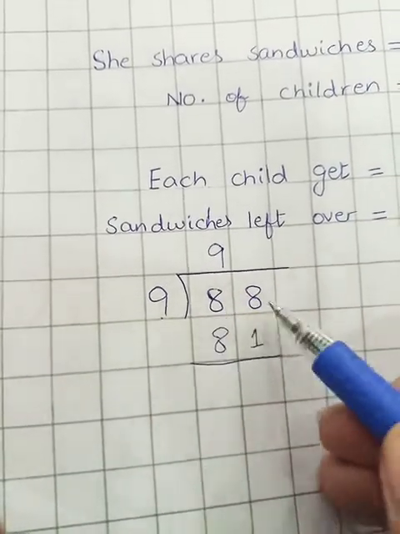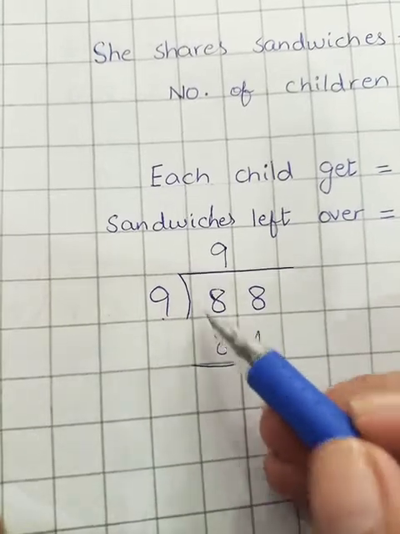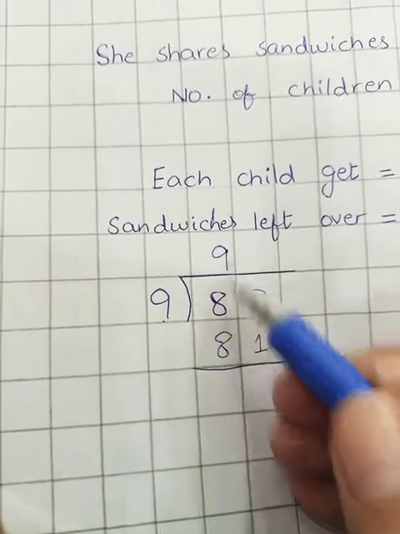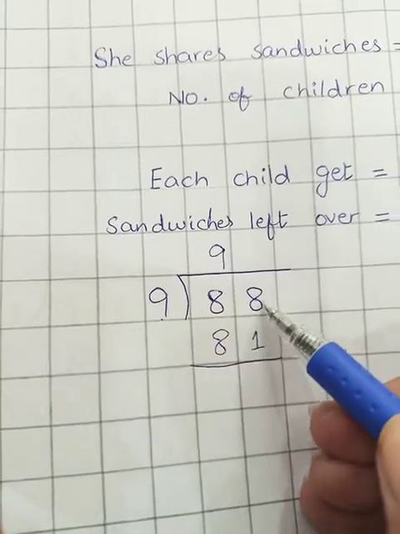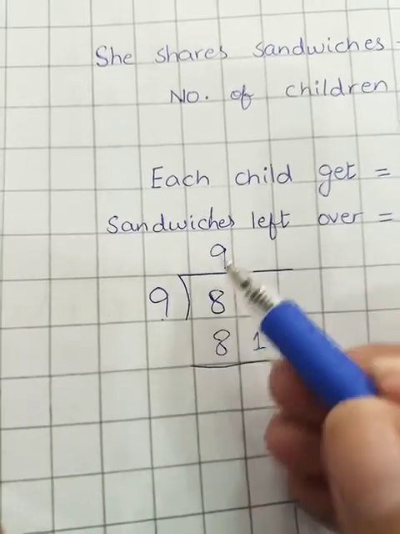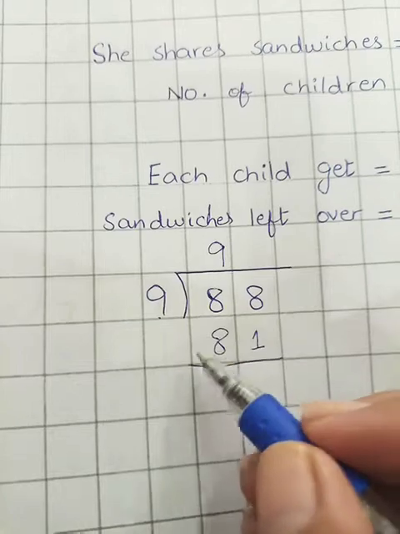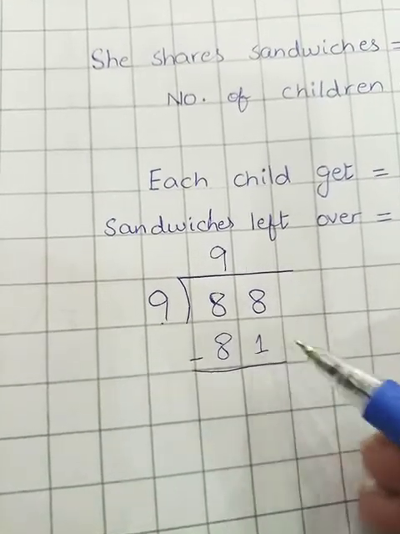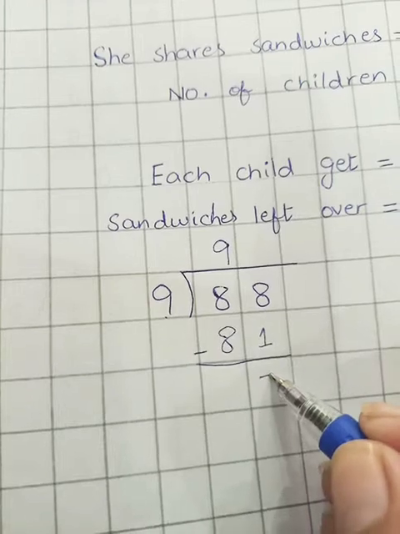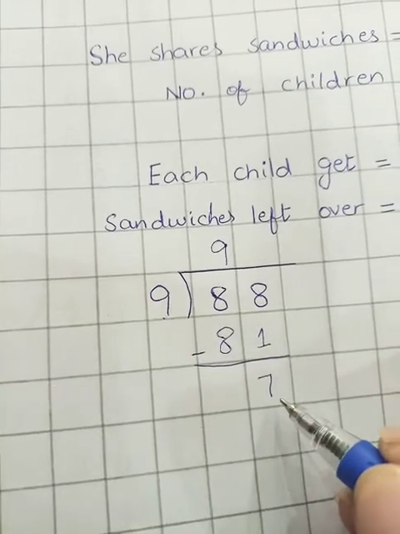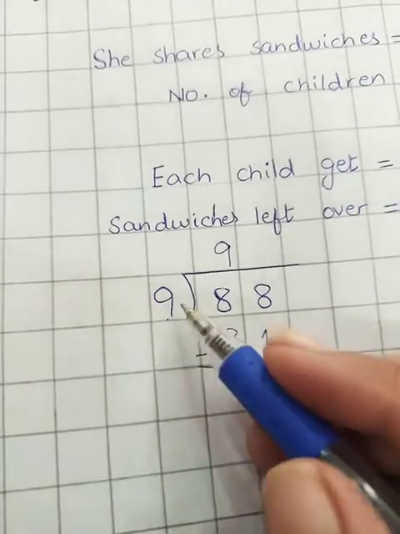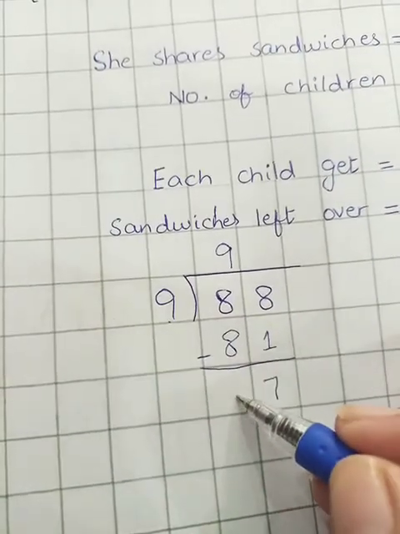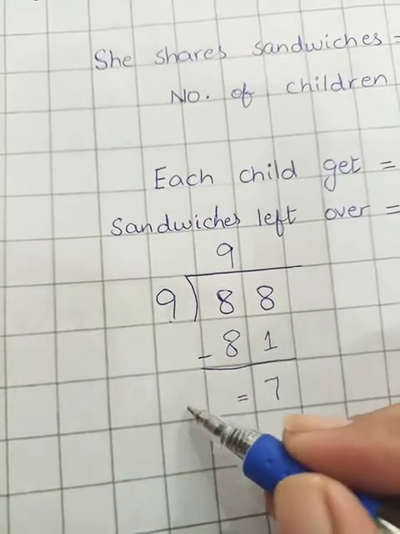Students, I am taking the number 88 because this 8 is smaller than my divisor and I can't divide it individually. So I will have to take this pair. Okay. 9 nines are 81, and in the next step, that is subtraction, I am going to subtract it. 8 minus 1 is 7. Now students, this 7 again becomes smaller than my divisor and I can't divide it further. So this will become my remainder. Now students, look at this.